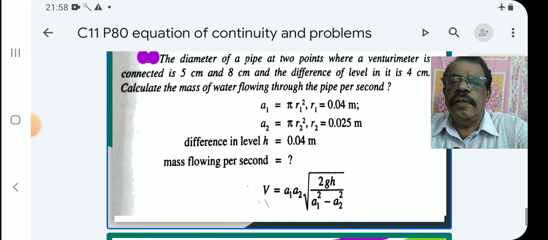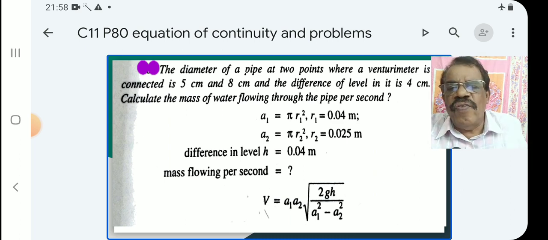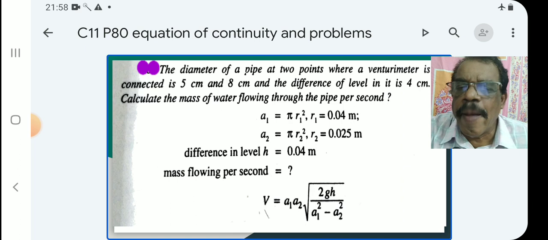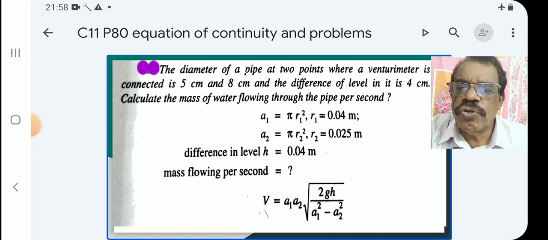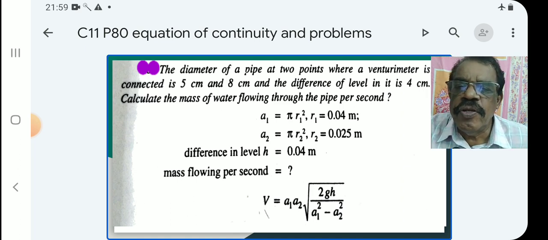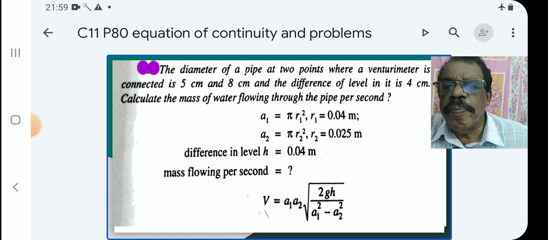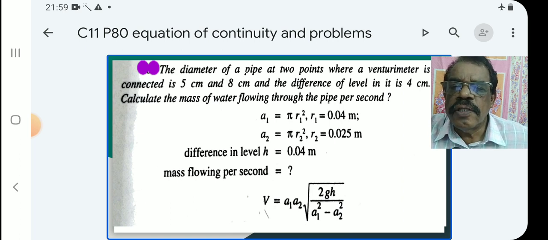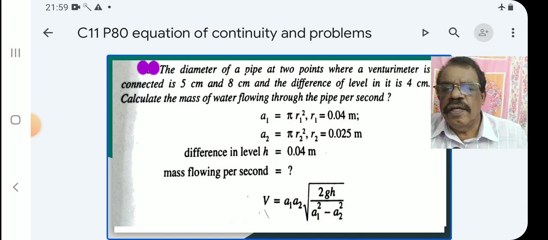Here we have to find the rate of flow of water. Here you have to substitute the values. This problem is incomplete here. You have to put the values and calculate. A1 is pi r1 square, you put. A2 is pi r2 square, you put. G we can take as 9.8. H is given as 4 centimeter, 0.04 meter. And also there is A1 square minus A2 square, that also you put. Then we get the rate of flow of water. That's the method.